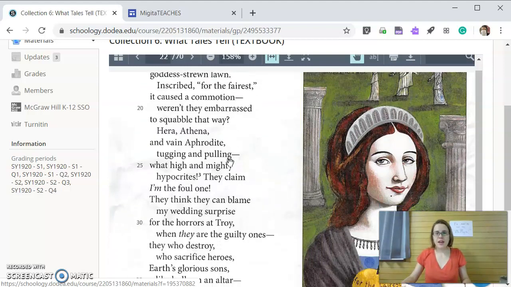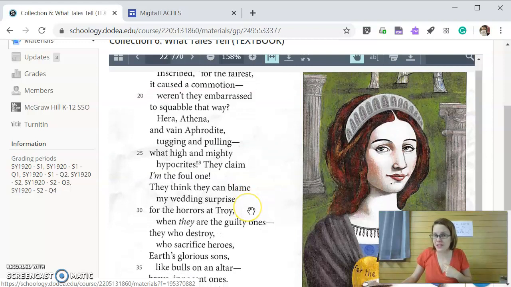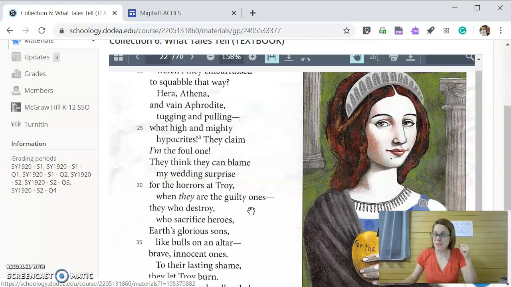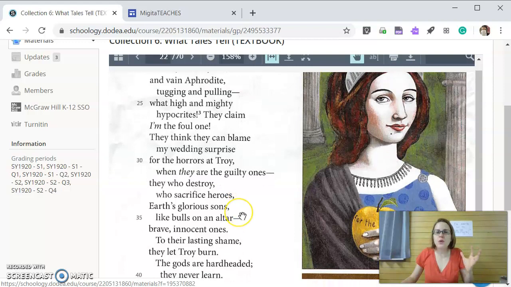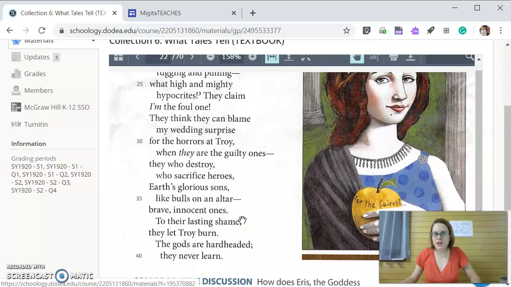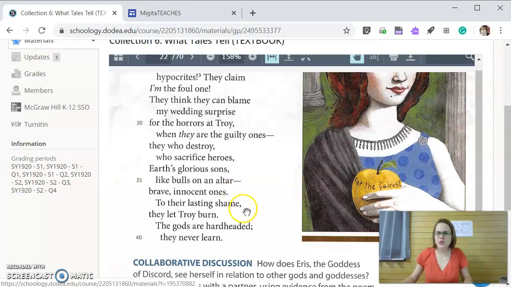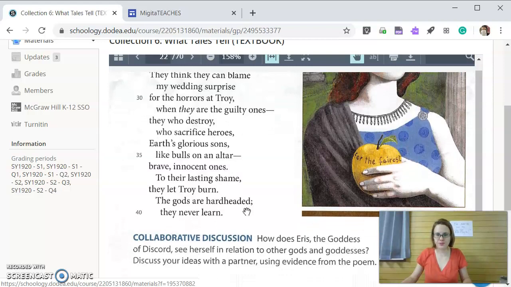Hera, Athena, and vain Aphrodite tugging and pulling. What high and mighty hypocrites. They claim I'm the foul one. They think they can blame my wedding surprise for the horrors at Troy when they are the guilty ones, they who destroy the sacrifice heroes, Earth's glorious sons, like bulls on an altar, brave innocent ones. To their lasting shame, they let Troy burn. The gods are hard-headed. They never learn.